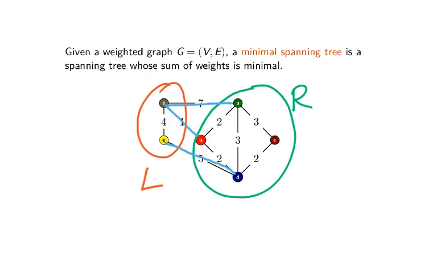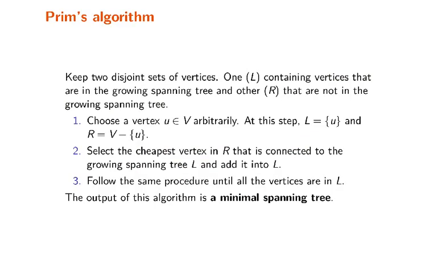Of these edges, you will need to choose the cheapest one, I mean, the one that has the minimal number. Then at each step you are going to take nodes out of the R part and put them in L with that criterion of always choosing the cheapest edge. You continue this until all the vertices of the graph are actually in L. When that happens, the set L will be your minimal spanning tree.